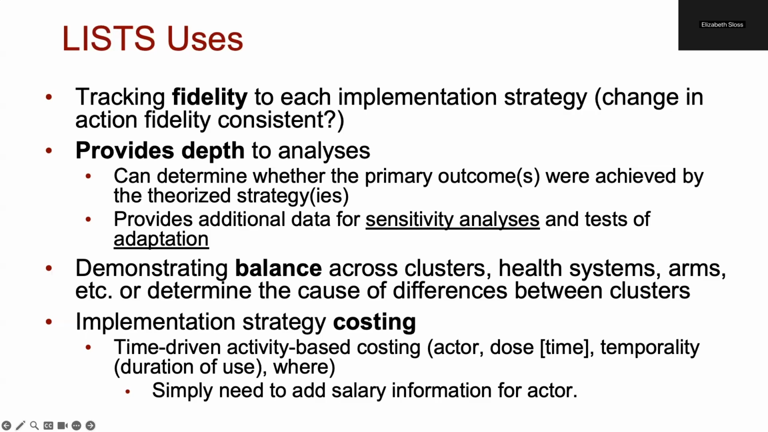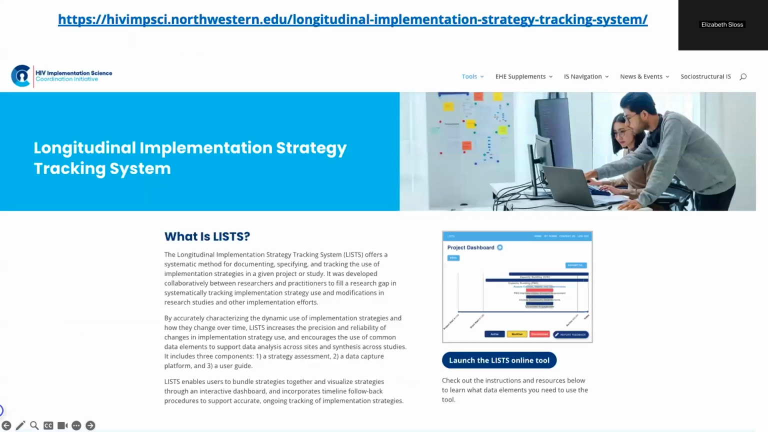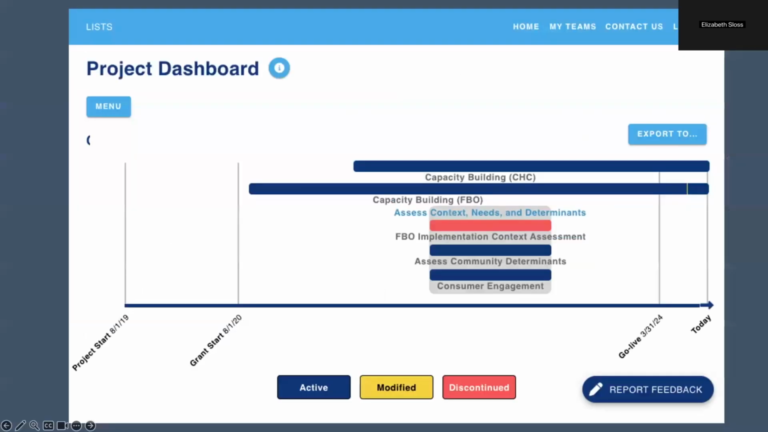If you know the actor, the dose, the temporality, and the duration of how long they're doing it, you can just add their salary information and you'll have activity-based costing. Okay, so this tool is available on this website. It's really cool. It's really fun. You can enter all your strategies and it spits out this really cool interactive dashboard.